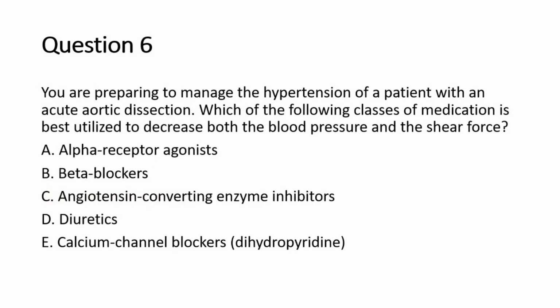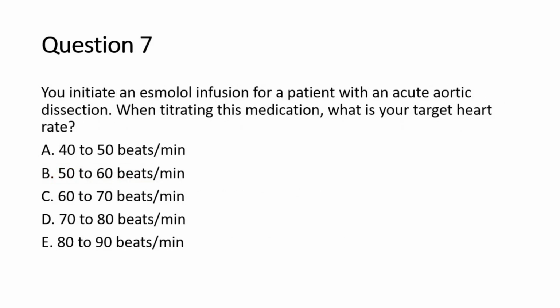Question 6. You are preparing to manage the hypertension of a patient with an acute aortic dissection. Which of the following classes of medication is best utilized to decrease both the blood pressure and the shear force? B. Beta blockers. Question 7. You initiate an esmolol infusion for a patient with an acute aortic dissection. When titrating this medication, what is your target heart rate? C. 60 to 70 beats per minute.